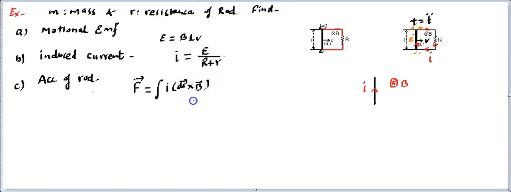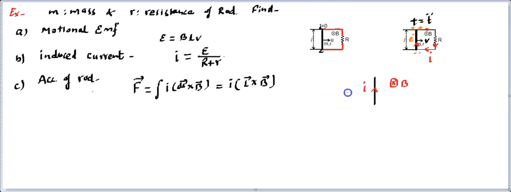And B is uniform. Since B is uniform, we remember this formula becomes I L cross B. L is the length and B is the magnetic field. Now you see this length is this vector. You can treat it like this, right? So this is the length vector, and this is B. So we can say L cross B is going to be a force acting in this direction.